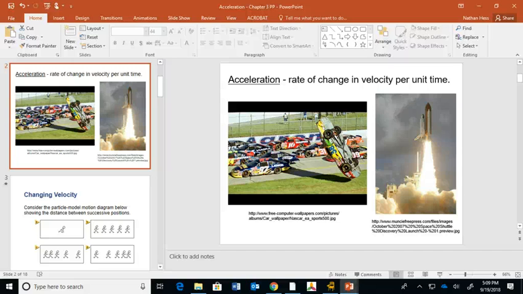We are looking at acceleration, which of course you know is the rate of change in velocity per unit time. So here we have a race car that obviously is accelerating, though a bit in the wrong direction. And here is a space shuttle accelerating upward. The velocity is changing as time goes on.